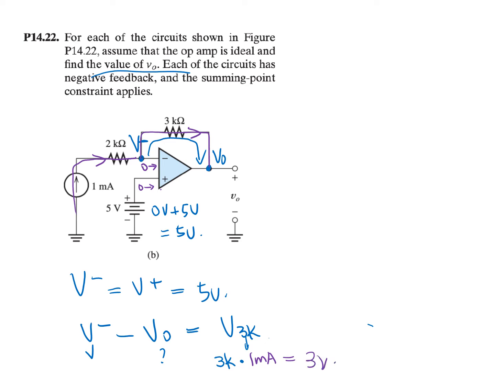So we now can find that V negative is 5 volt and this is 3 volt. So 5 volt minus V out is equal to 3 volt. So V out is equal to 2 volt.